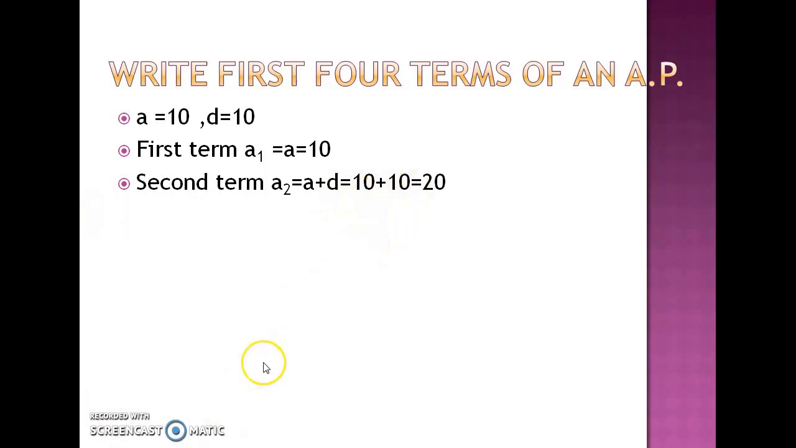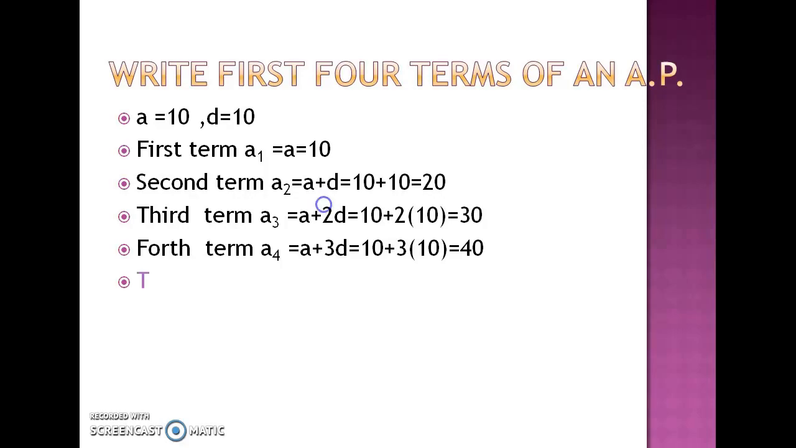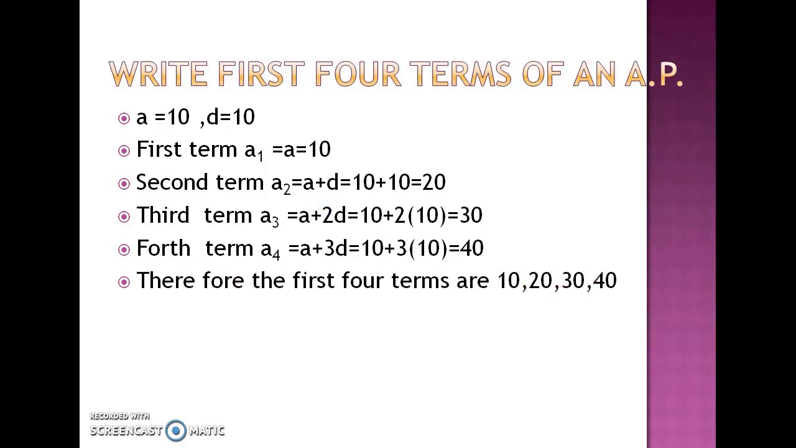By adding, you will get 20. And the third term A3 is A plus 2D. By substituting the values in the place of A and D, you will get the answer 30. And the fourth term A4, the general formula is A plus 3D. So you will get the answer 40. These are the 4 terms of an AP, that is 10, 20, 30, 40.